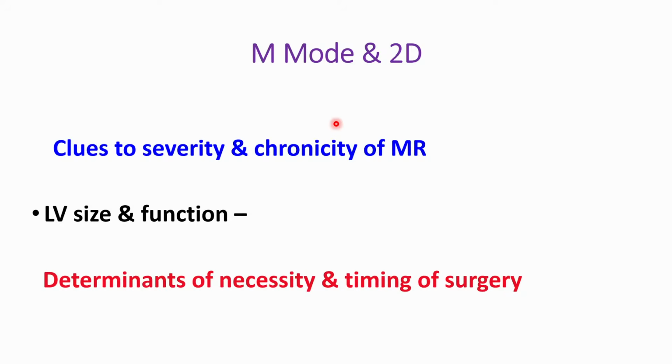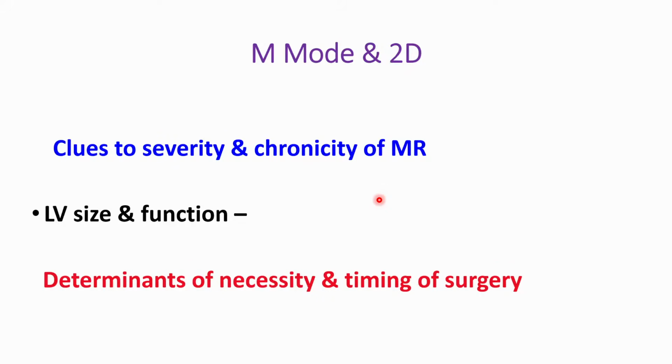Then coming on to mitral regurgitation. This is another common pathology. It can be due to acute rheumatic fever and chronic rheumatic heart disease. Both can cause mitral regurgitation. We need to look for MR in both settings. Acute rheumatic fever is common in children between 5 to 15 years, and chronic rheumatic heart disease in adults.